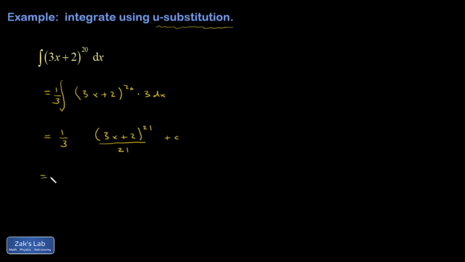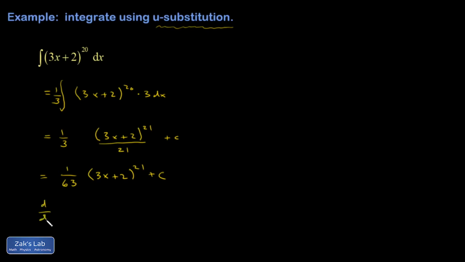And I suppose I should clean it up a little bit. I get 1 over 63 times (3x plus 2)^21 plus c. So again, to build your intuition for this sort of differentiating backwards and considering the chain rule at the same time, it's probably a good idea to differentiate this and make sure that you see how that reverse process goes.